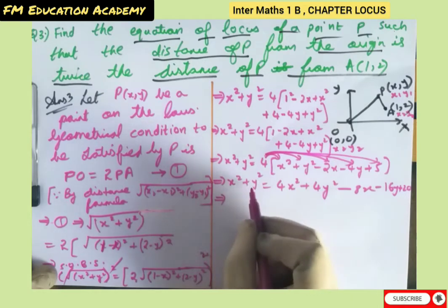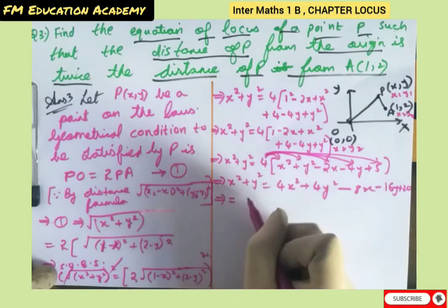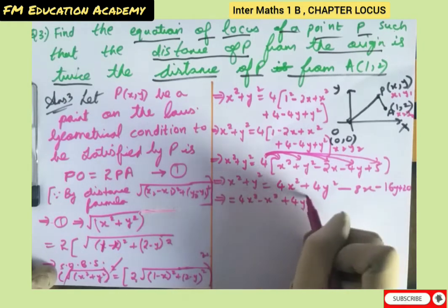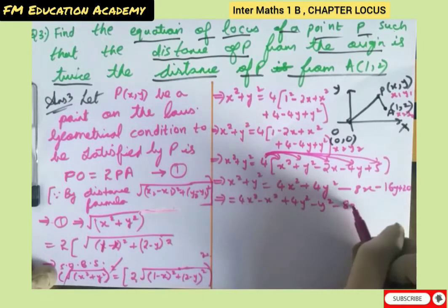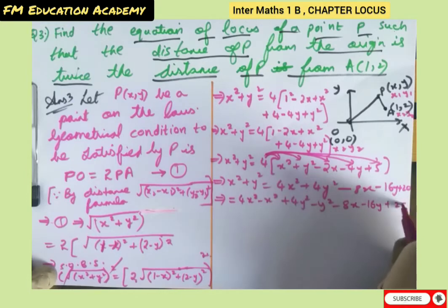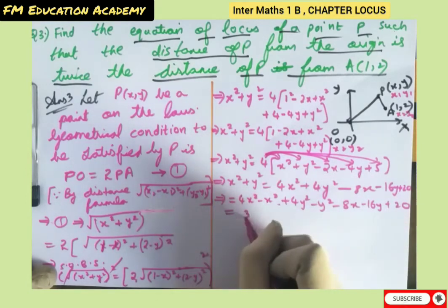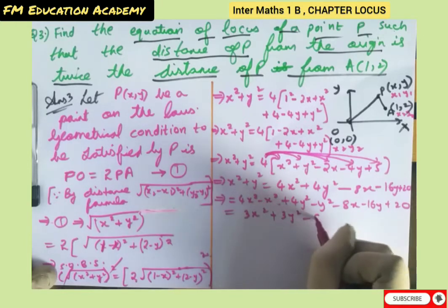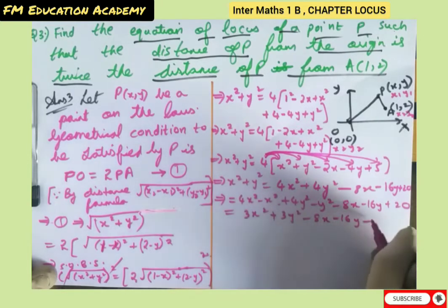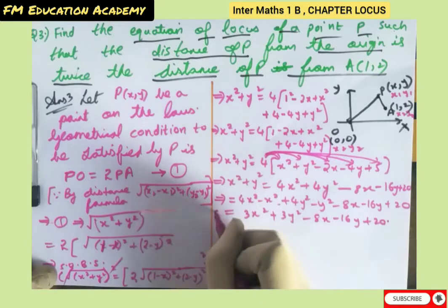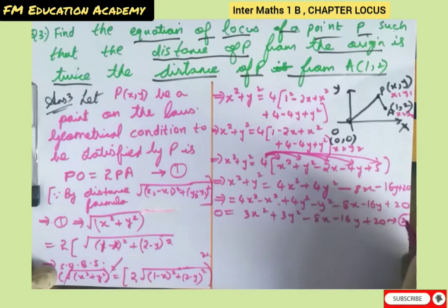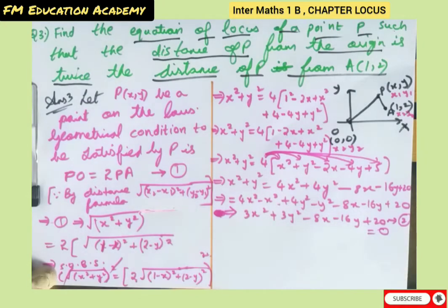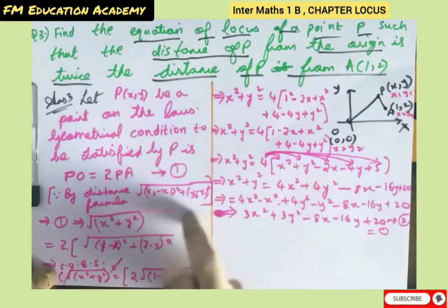Now x square plus y square will go on the LHS. So what will it become? 4x square minus x square plus 4y square minus y square minus 8x minus 16y plus 20. What is 4x square minus x square? 3x square. What is 4y square minus y square? 3y square minus 8x minus 16y plus 20 is equal to 0. Let this be equation 2. Now we have to verify whether this is only our equation of locus or not.